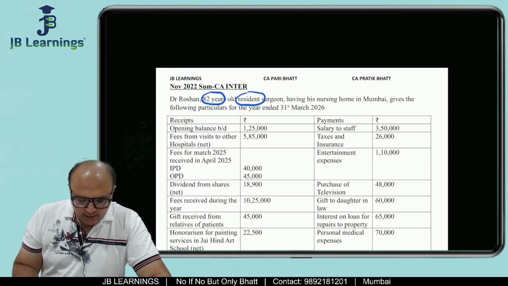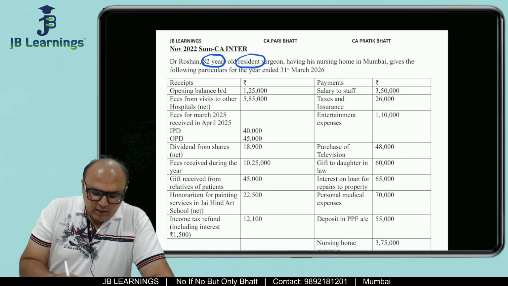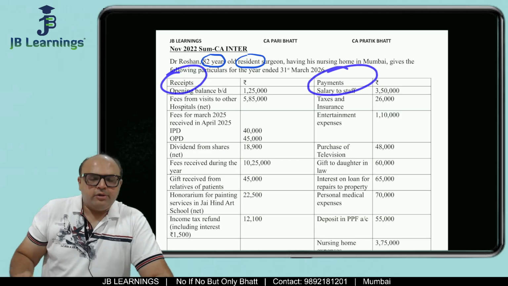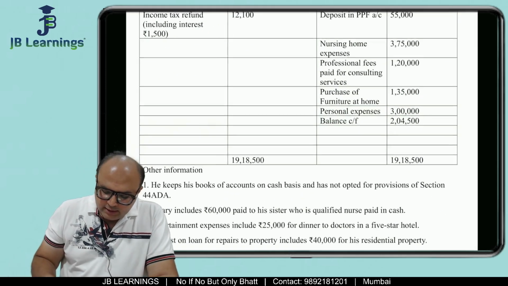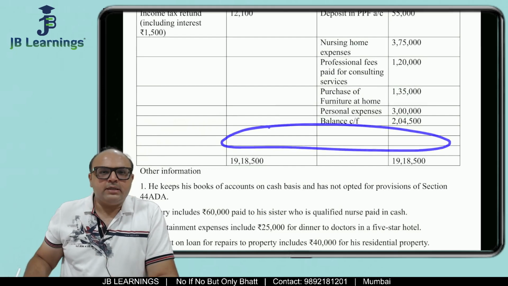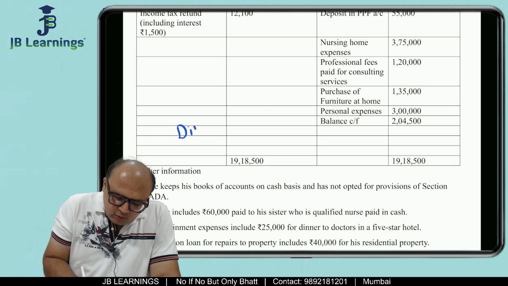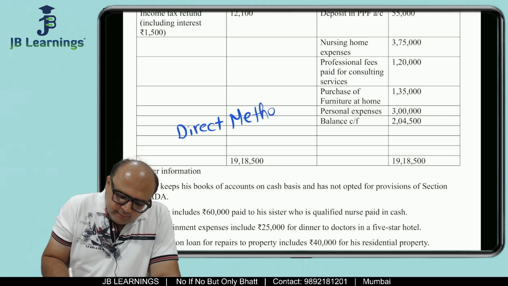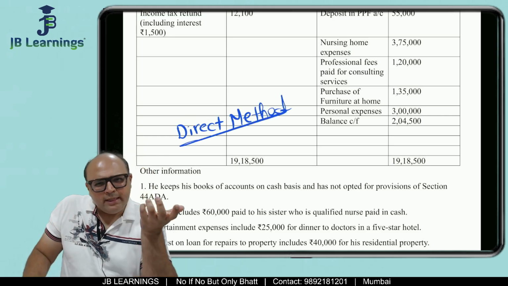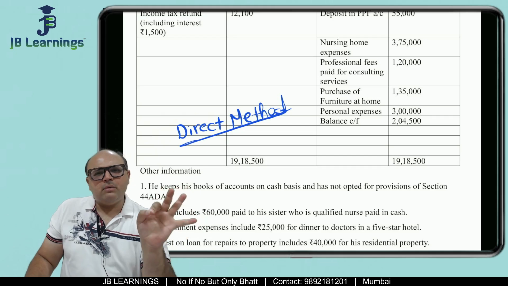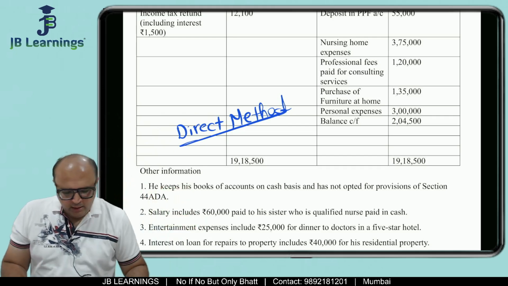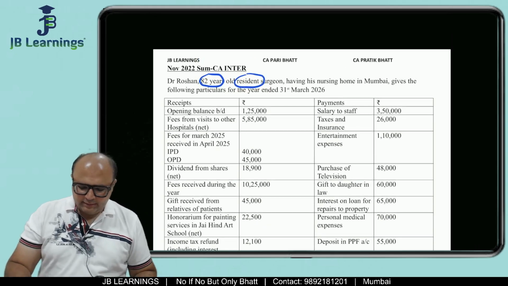Let us start. Now friends, in this question, they have given you receipts and payment account. So the very first thing is there is no net profit given in the question. Now, when you understand that net profit is not given, then it means you have to solve the sum as per the direct method. What is the direct method? Simple: business income minus business expenses. All right, let us start friends.